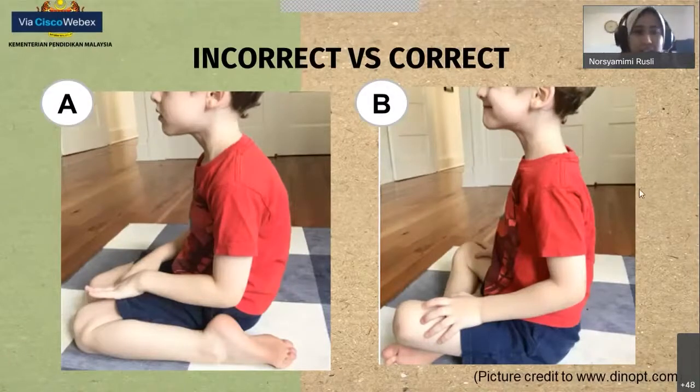Okay, so for this one, correct and incorrect. Which one do you think is the correct position for a child? Is it A or B? B, of course. B. Yes, good. Okay, A. So what can you see in A? W sitting position. Yes, good. So the child is in W sitting position. The posture of the child is a bit slouching.